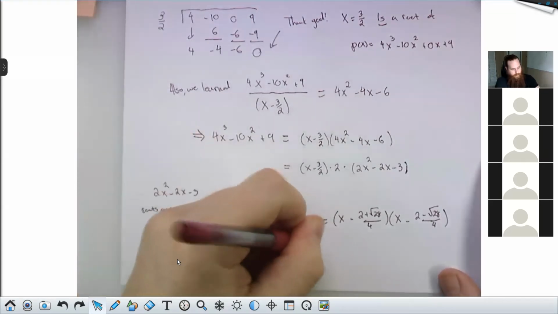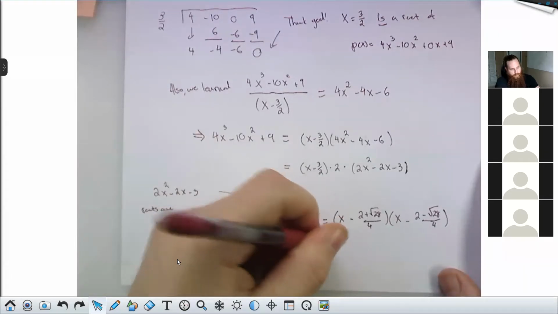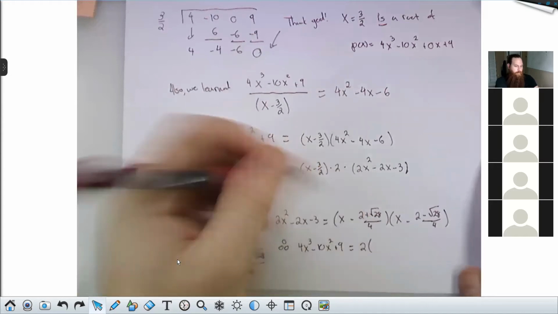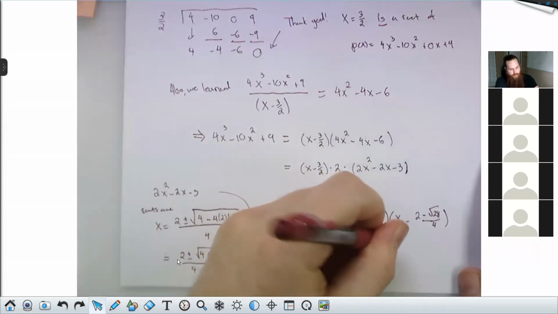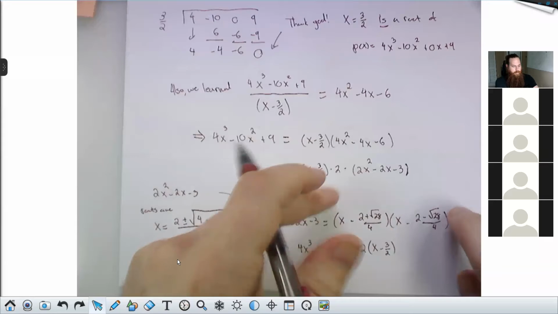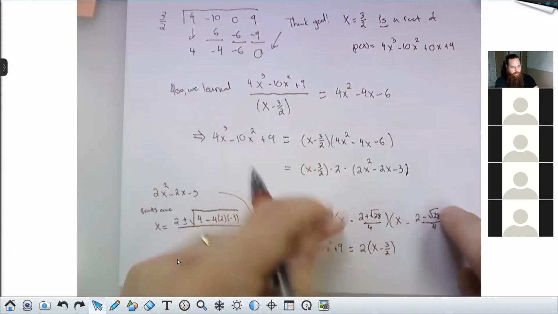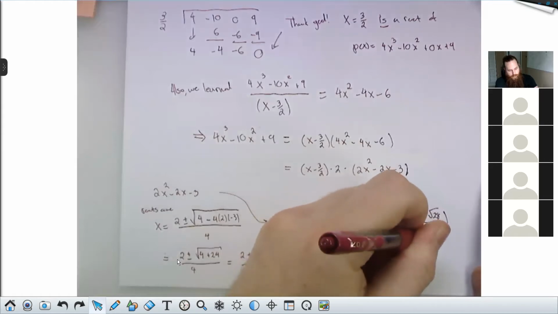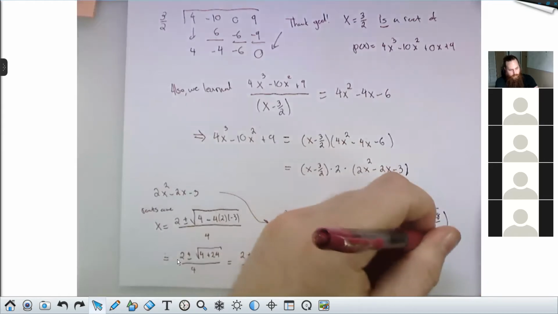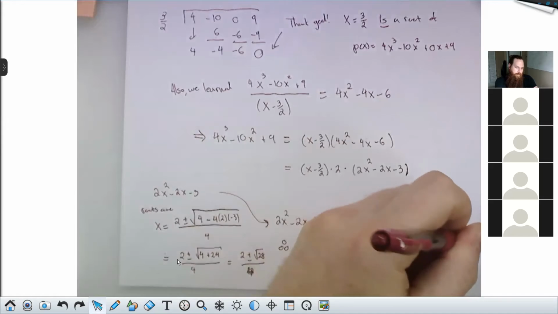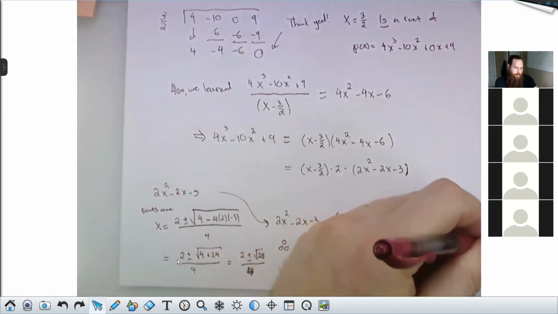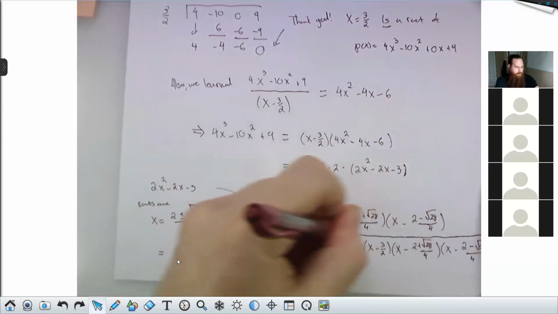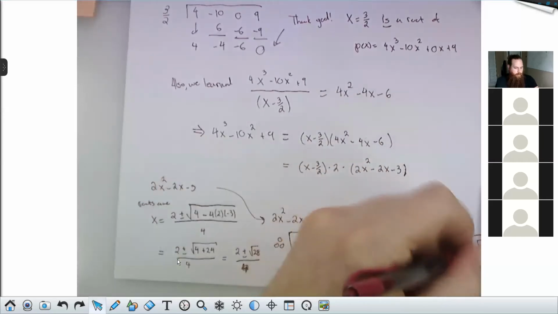4x cubed minus 10x squared plus 9 equals, I'll put the number out front, 2 times x minus 3 halves, times this quadratic, which factors like this: x minus (2 plus root 28)/4 times x minus (2 minus root 28)/4. And that is the fully factored form of this polynomial.